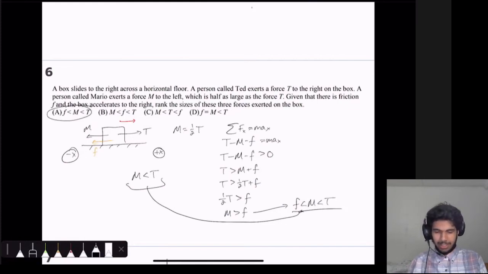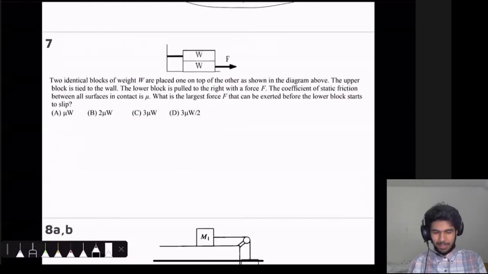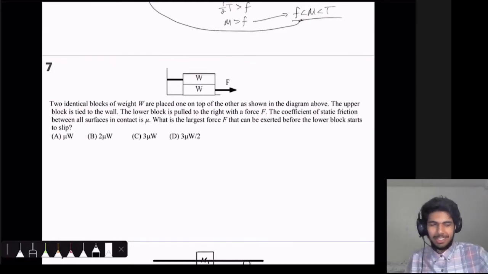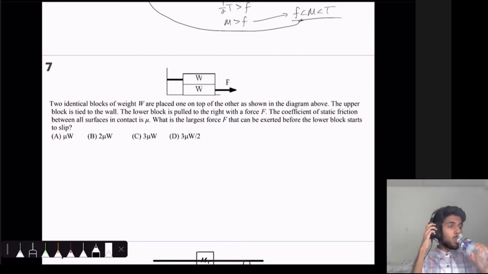Nice, so another kind of easy question. Cool. So this one seems a little bit more complex. We'll take a very quick break so I can hydrate myself. Hopefully this section has been interesting. I think friction is a lot of fun.